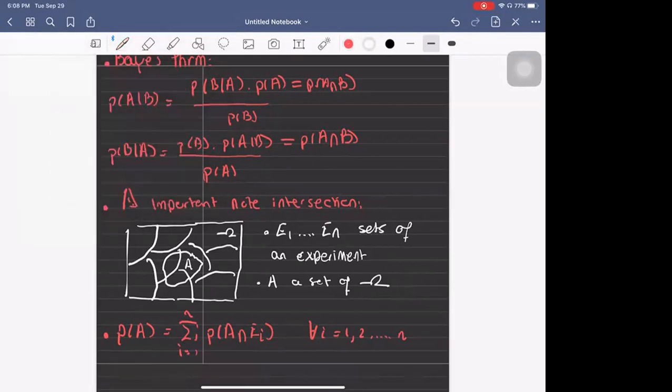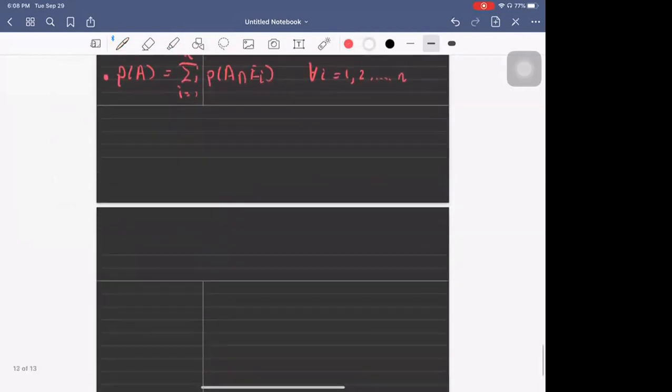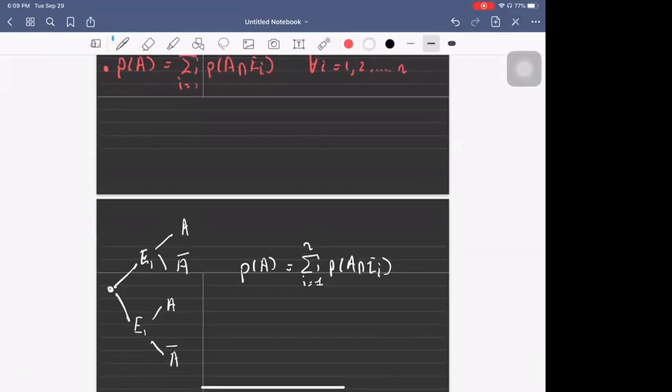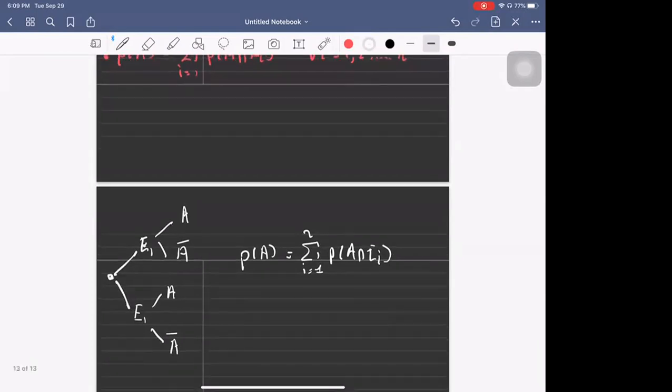To illustrate, I'm going to use a graph quickly. Let's say we have E1 bar, and then we have the event A complement. Then the probability of A is equal to the summation of I equals 1 to N of the probability of A intersection EI. In that specific example, EI just goes to 1. There's only E1, so it's summation. Oh, sorry.